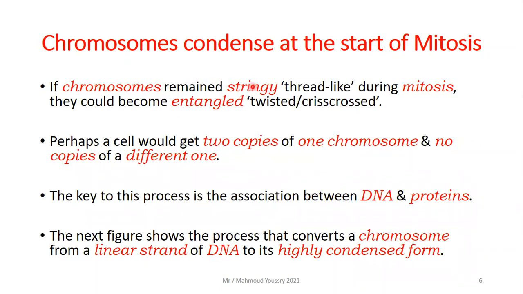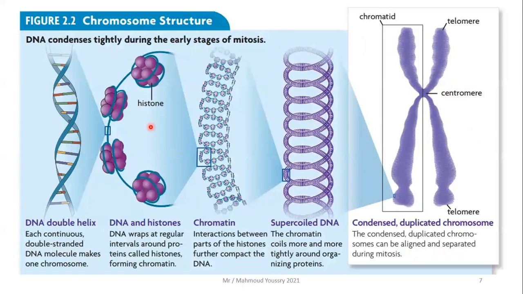So, if the chromosomes remained stringy or thread-like, do you remember when they are loose, like spaghetti? If the chromosomes remained that way during mitosis, some problems might happen. They could become entangled, twisted, or crisscrossed. Perhaps a cell would get two copies of the same chromosome or get no copies of a different one. The key to this process is the association between DNA and proteins. The next figure will show the process that converts a chromosome from a linear strand of DNA into a tightly condensed form. So do not be surprised or afraid.